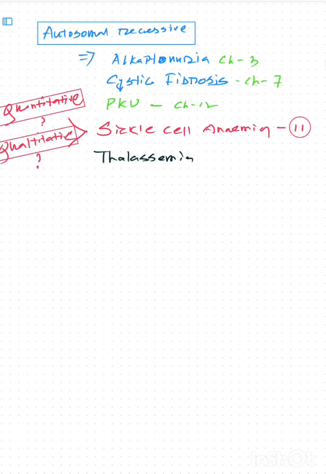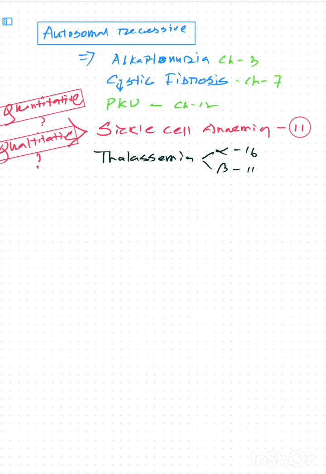Thalassemia is also one kind of autosomal recessive disorder. There will be two types of thalassemia: one is alpha thalassemia, another one is beta thalassemia. Alpha thalassemia occurs in chromosome number 16, and beta thalassemia may occur in chromosome number 11. You should know at least the chromosome number, because a question may come.